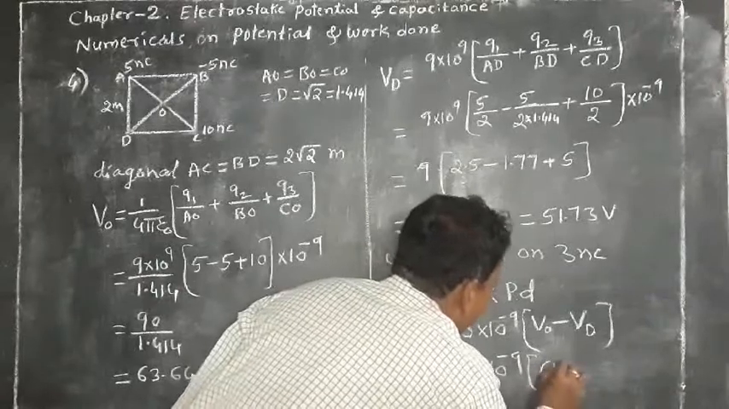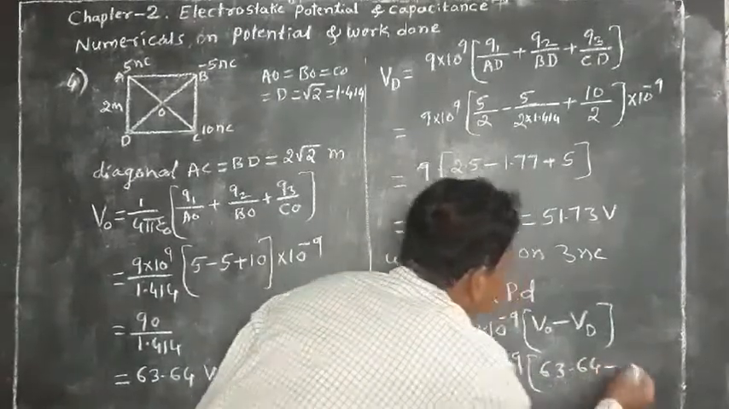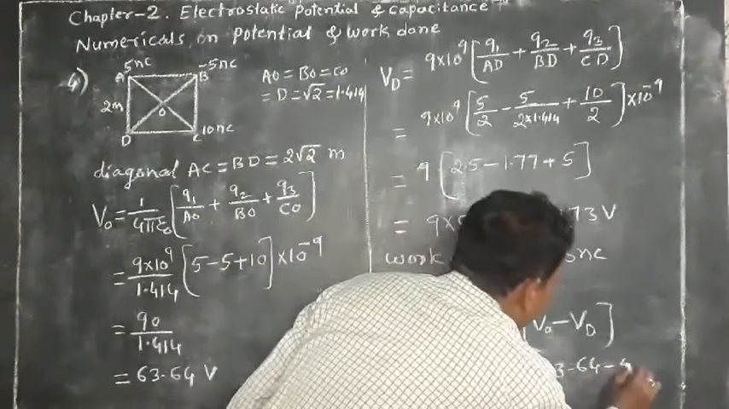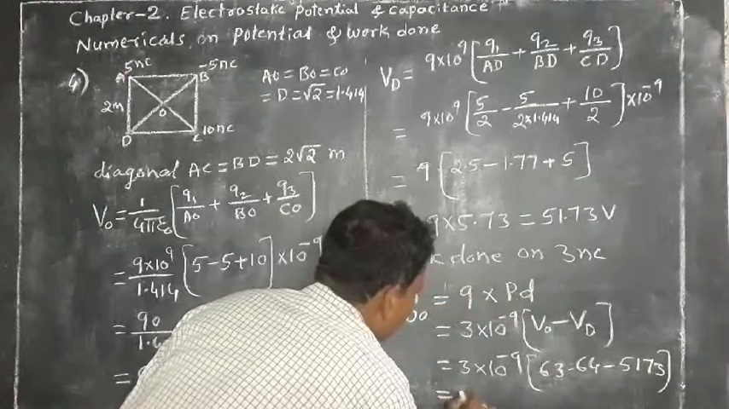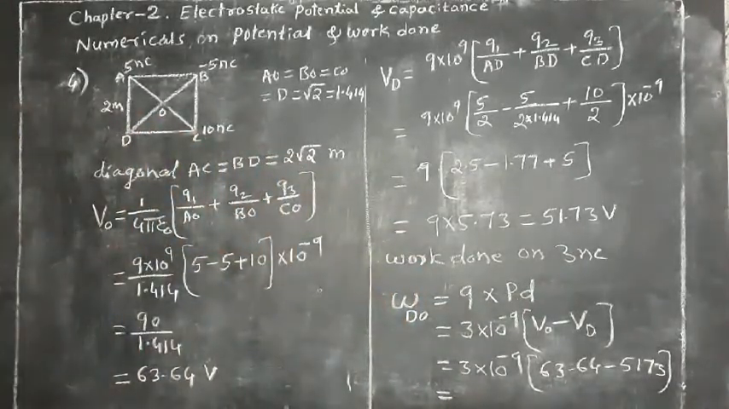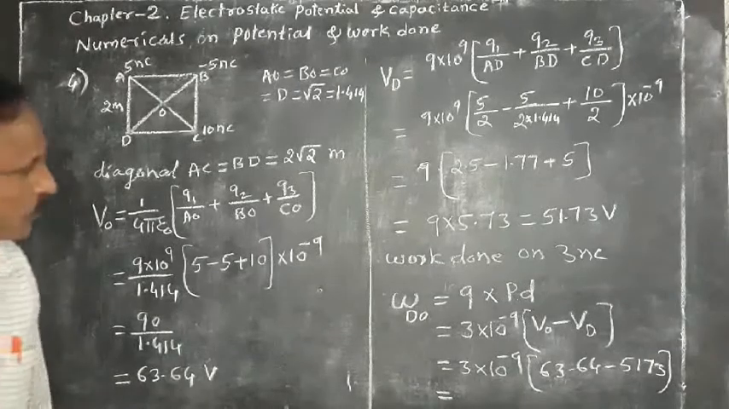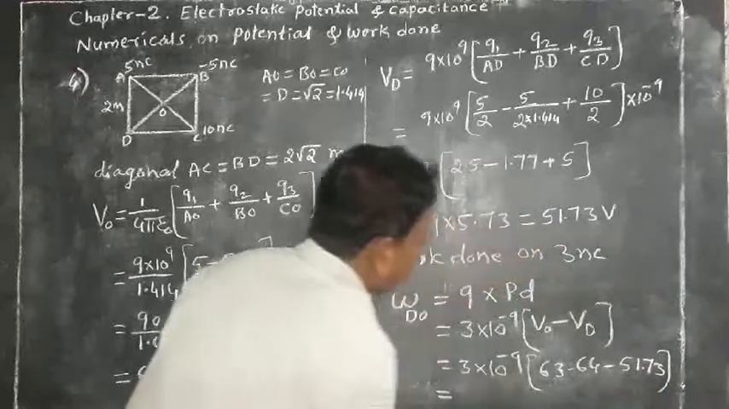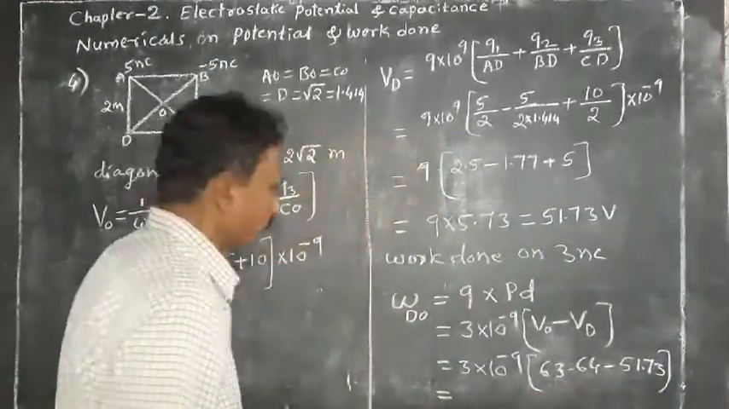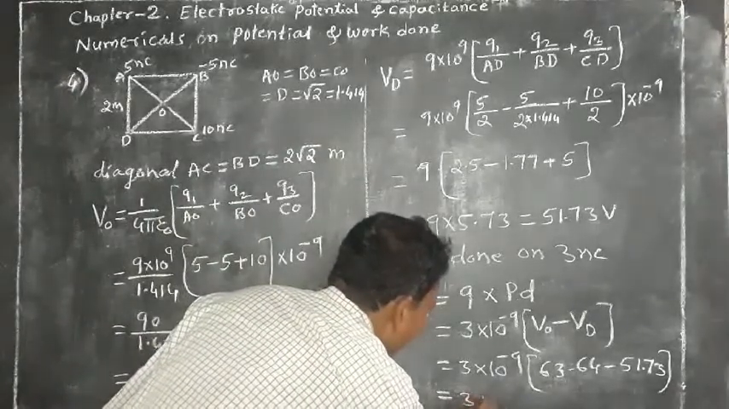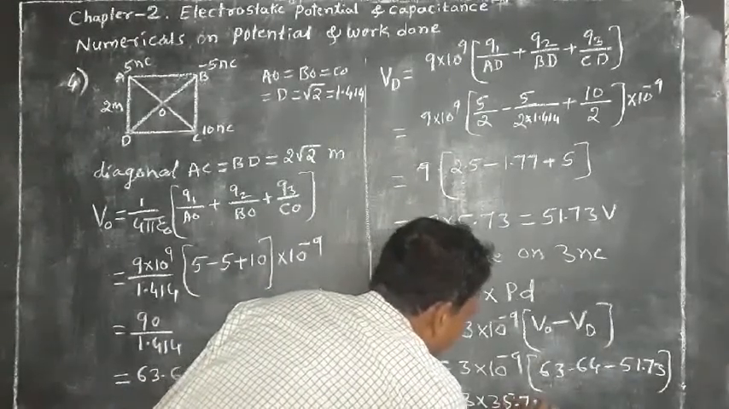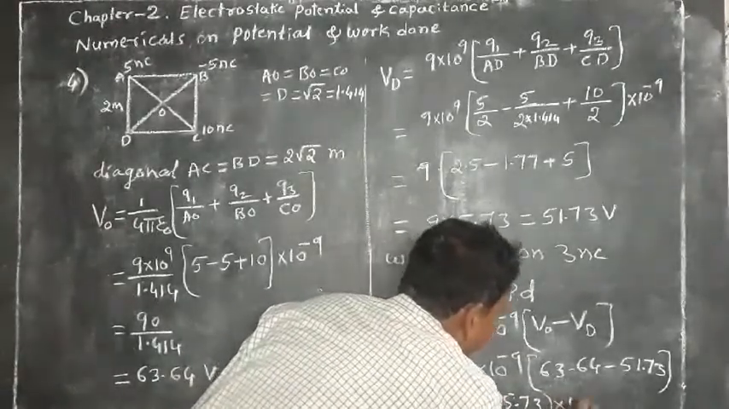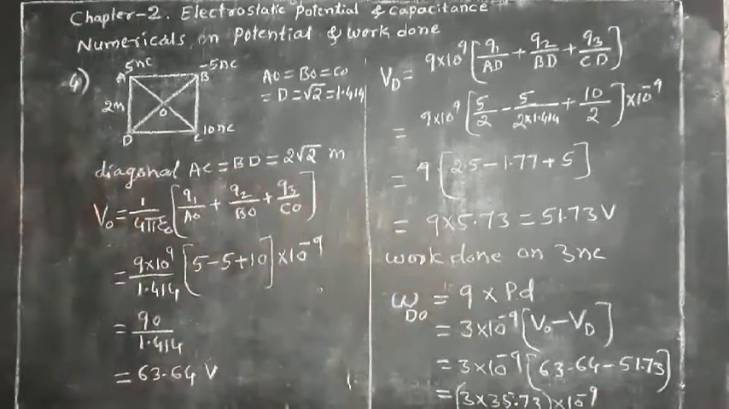into potential at O, which is 63.64, minus potential at D, which is 51.73, and that is equal to 63.64 minus 51.73 is equal to 35.73. Hence 3 into 35.73 into 10 raised to minus 9.